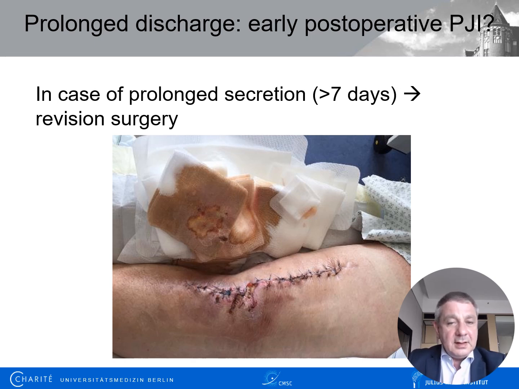Typically, in the early postoperative infection, the wound healing is disturbed. We have a secretion and the patient shows sometimes also fever. This patient doesn't need any diagnostic. He needs a surgery with change of mobile parts.